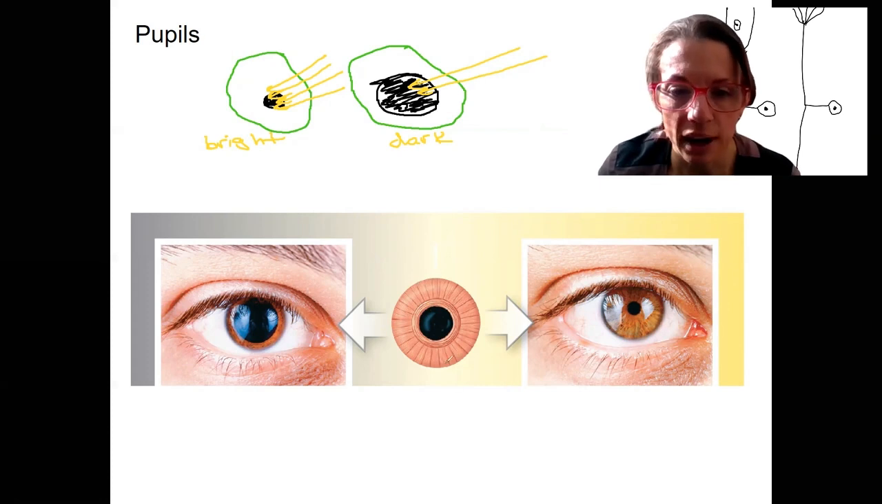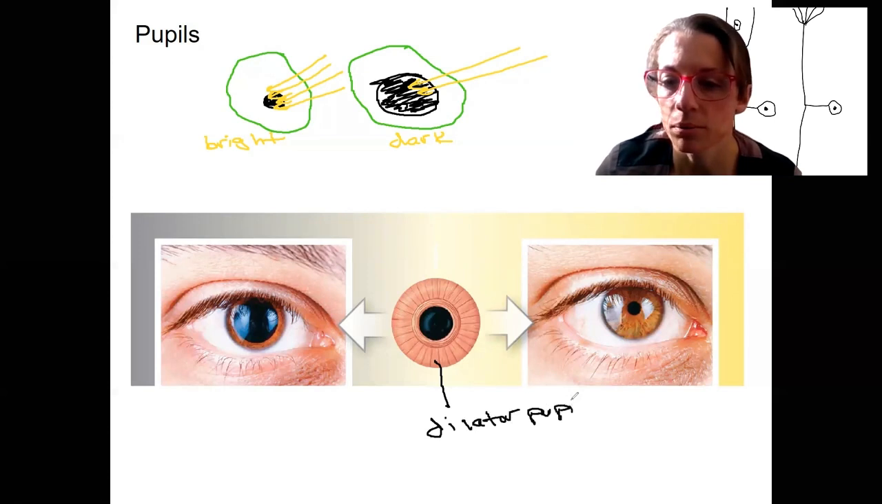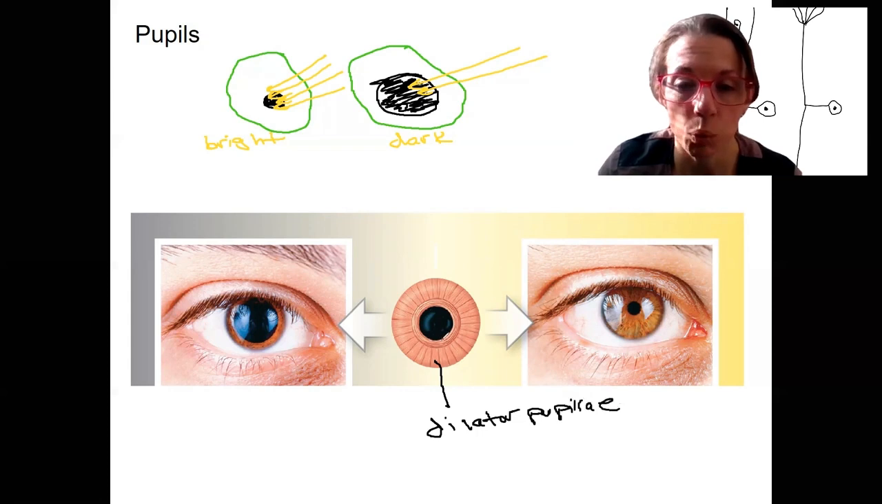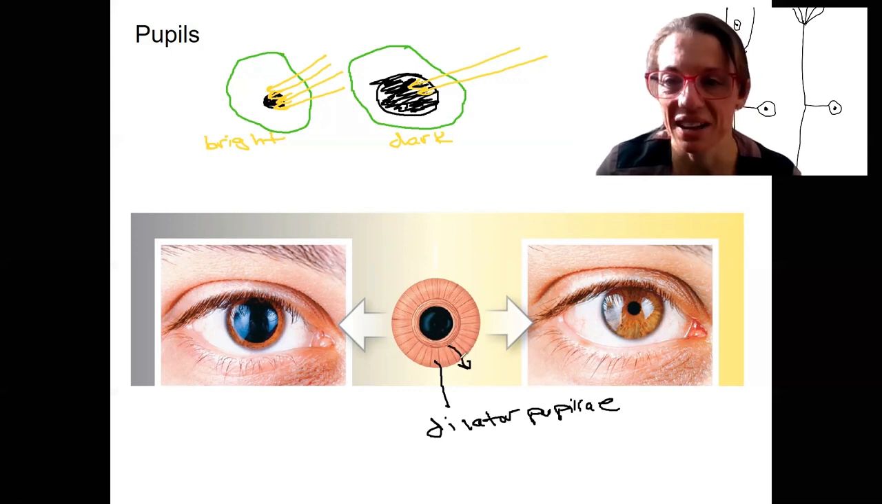So this one out here is our dilator pupillae. This is the muscle. When it constricts, it pulls the iris out and dilates the pupils.